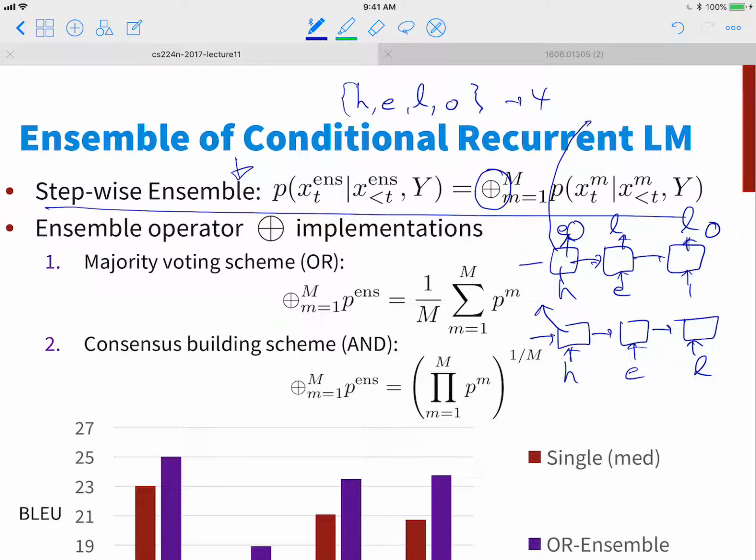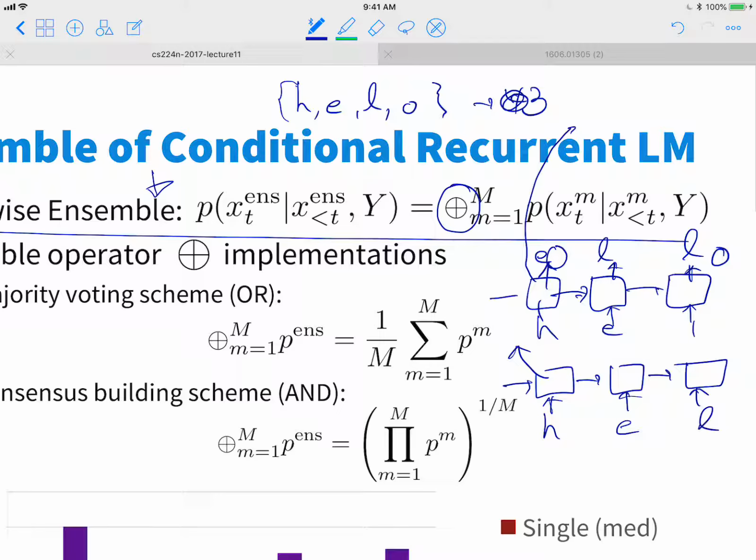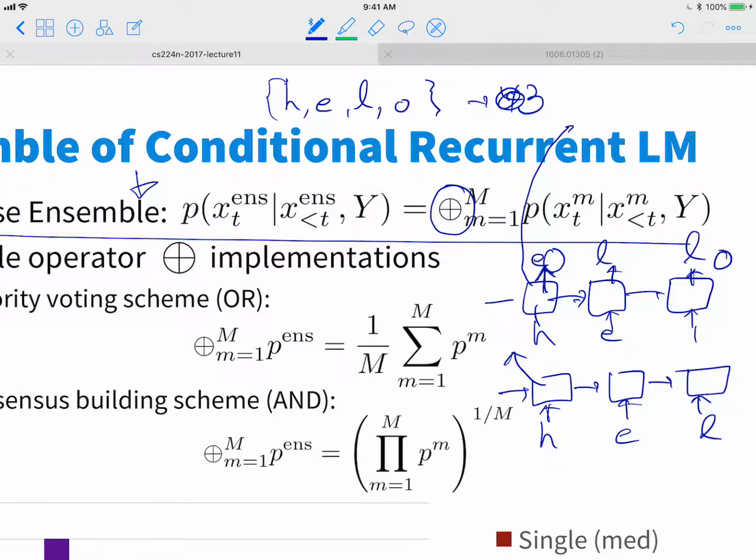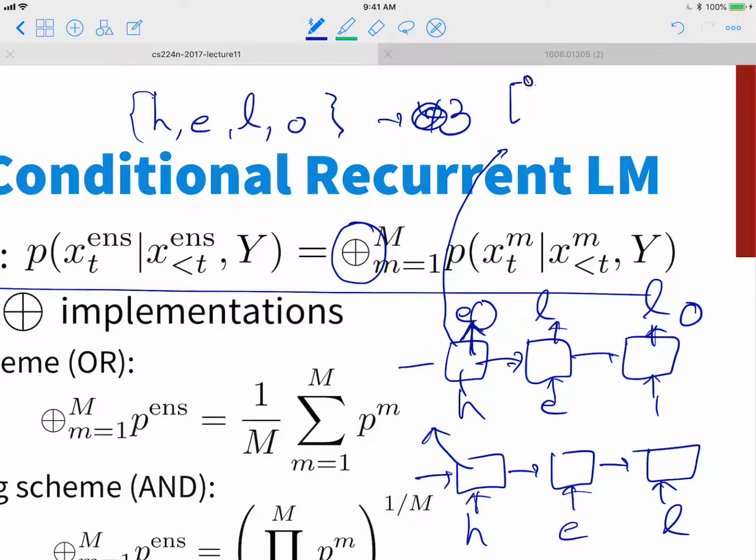Yeah, we do this addition. Let's suppose the dictionary size is 3, and suppose the first time step's output is 0.7, 0.2, 0.1, and the second one is 0.3, 0.2, 0.5. In this case, we simply take the average between them, and then from that average, we do the argmax.